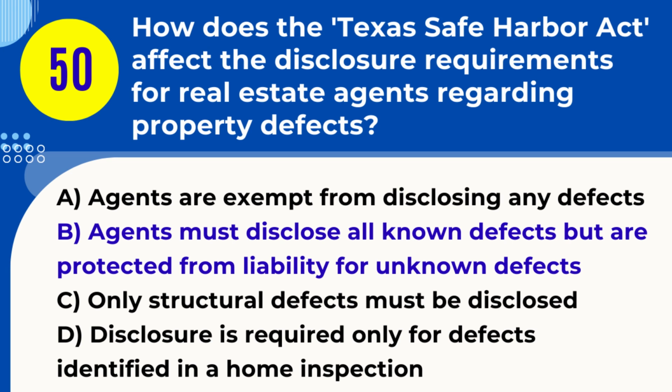Answer. B. Agents must disclose all known defects, but are protected from liability for unknown defects. Explanation. The Texas Safe Harbor Act requires real estate agents to disclose all known material defects in a property. However, agents are protected from liability for defects they were not aware of and therefore could not disclose. This act balances the need for disclosure with protection for agents.